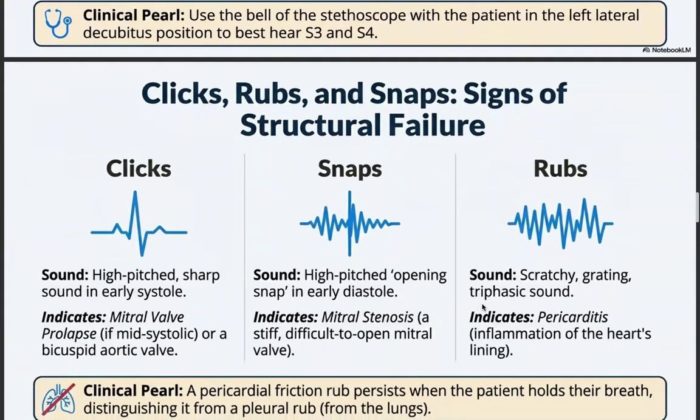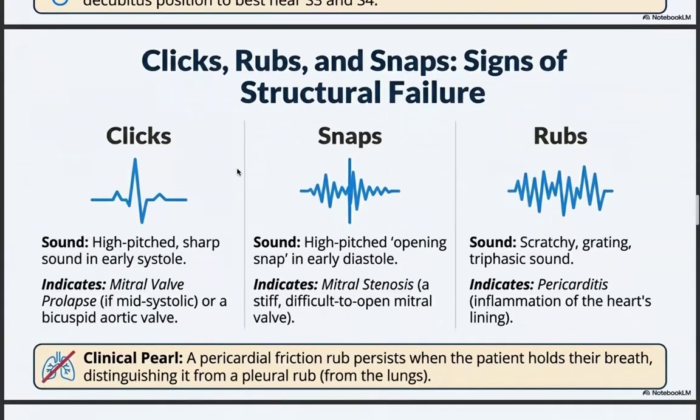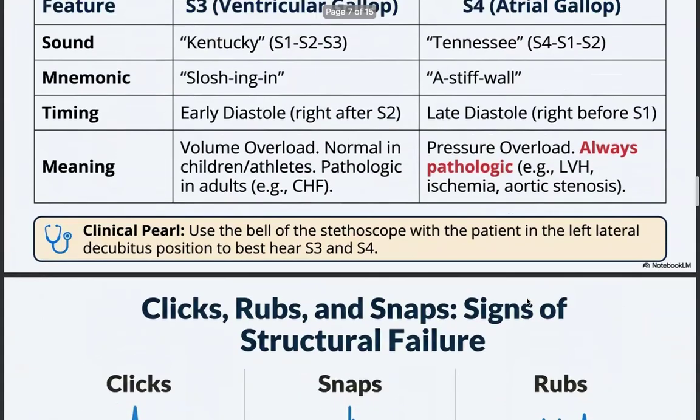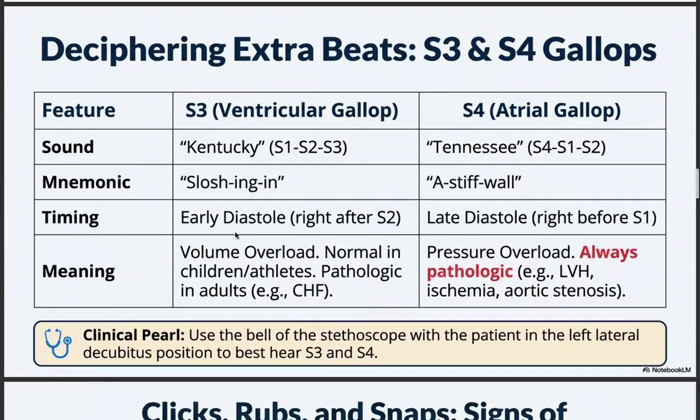Okay, so clicks, rubs, and snaps. Clicks are very high pitched. Like this is if someone is having an issue with their mitral valve and it's heard in early diastole. So if we go back up, early diastole is right after S2. Okay, so this is like an S3 type sound.